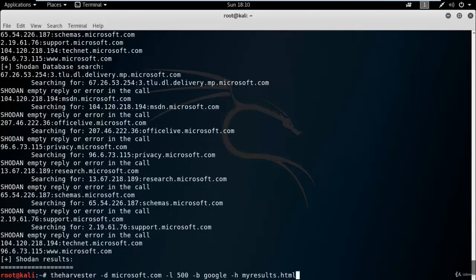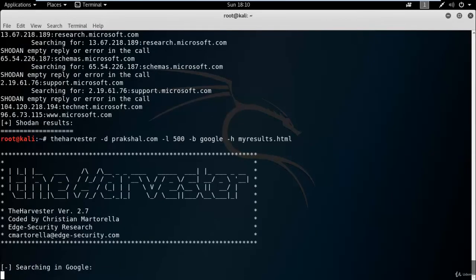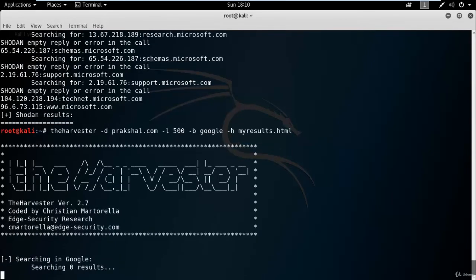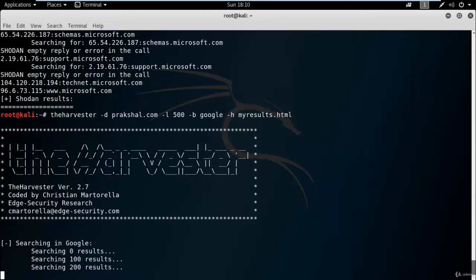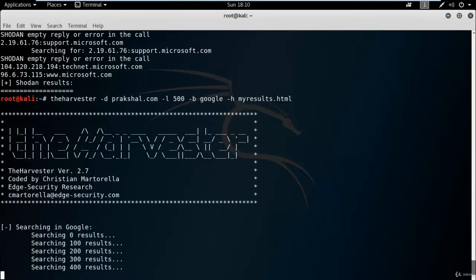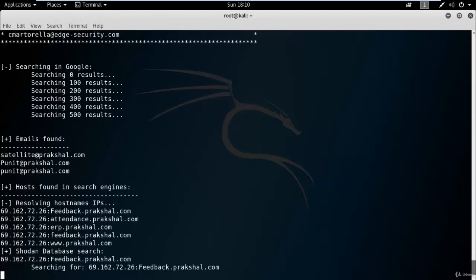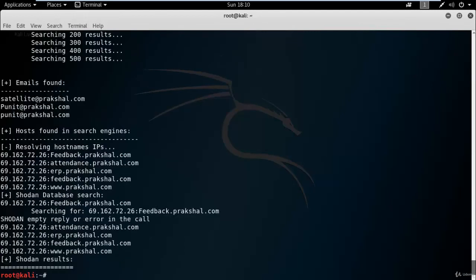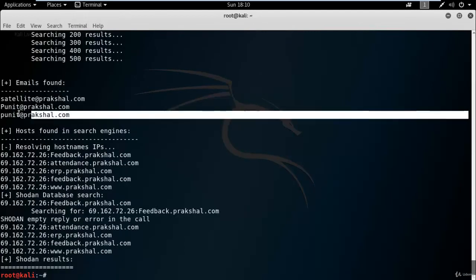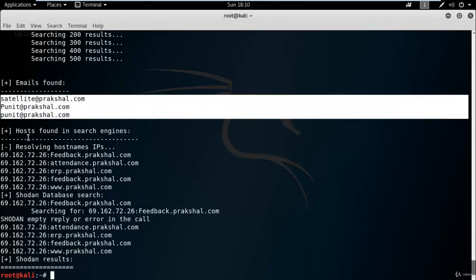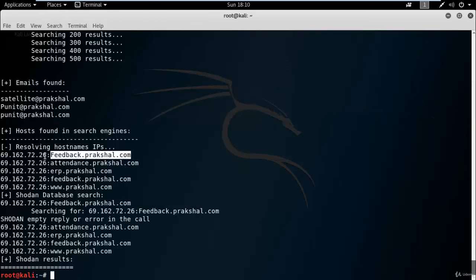Same, you can target another domain. Let me target my company that I was working. Here you can see email address information of the targeted domains and also subdomains information and IP address of it.